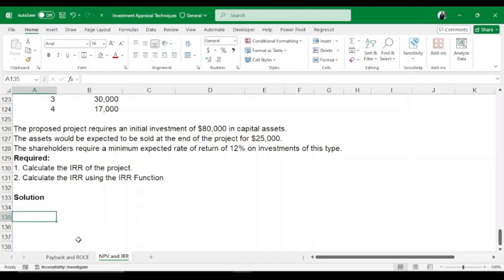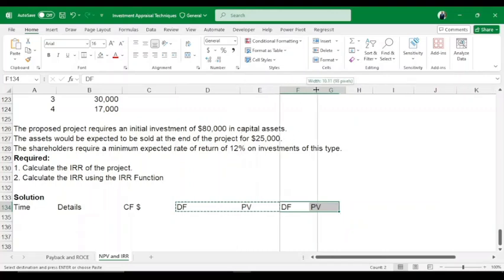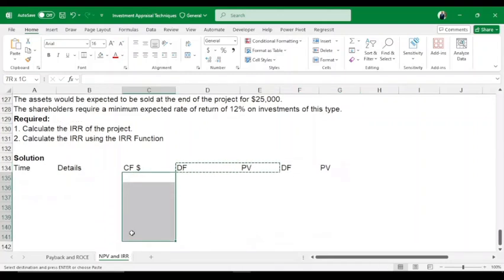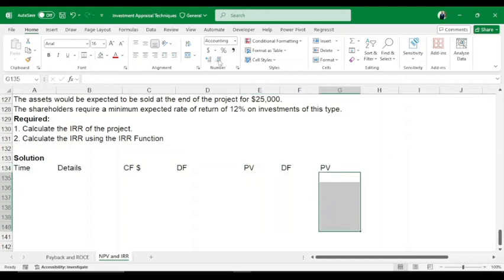Now we know that this is going to be, as we have before, the time, we have details, we have cash flow, we have discount factor, we are going to have present values, and then because we are going to calculate two NPVs, we are going to repeat the discount factor as well as the present values again. So what I'm going to do is have this and repeat it twice. So let me increase this a little, and also format these parts. Format this as an accounting figure with 0 decimal places. Format this one too as an accounting figure with 0 decimal places.